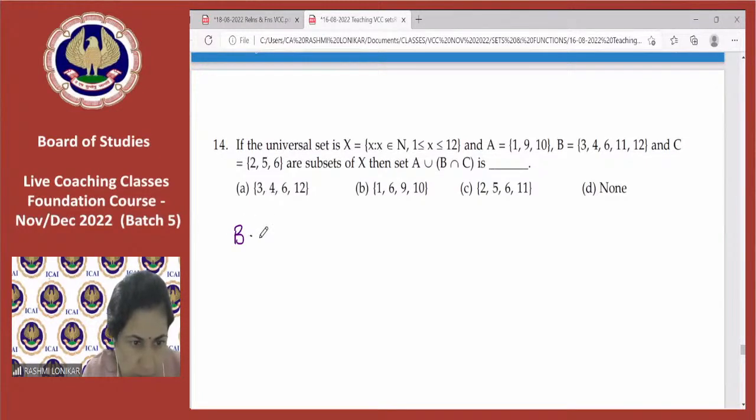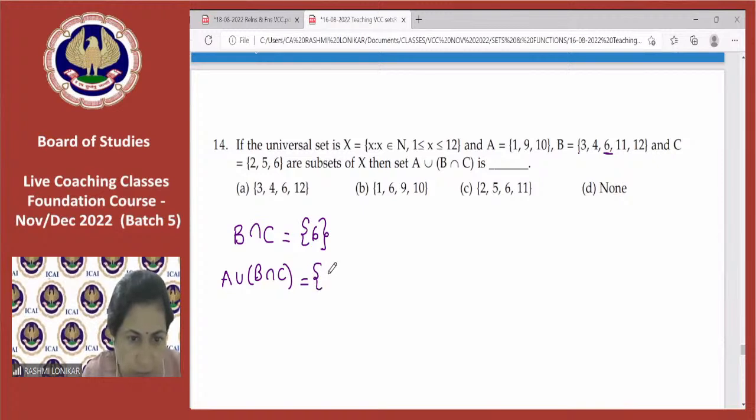So what is B intersection C? What are the numbers which are common to B and C? Is 2, 3 present? No. 4? No. 6. Okay, I can see that 6 is present in B and C. No other numbers. So this is 6.